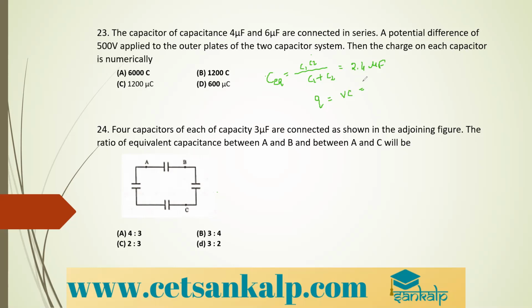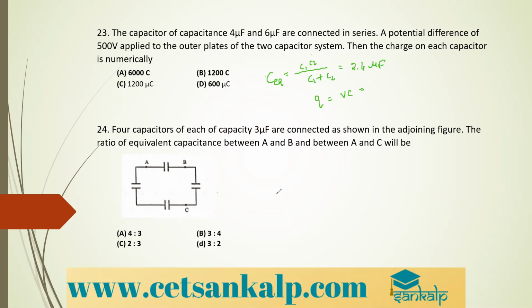In the next question, you can see a figure. 4 capacitors, each of capacitance 3 microfarad, are connected as shown in the figure. The ratio of their equivalent capacitance between A and B and between A and C will be. Between A and B, you can use the formula. Between A and B, how many capacitors are there, and whether they are connected in series or parallel, you can see. And between C and A also you can see here. So we need to take the ratio.